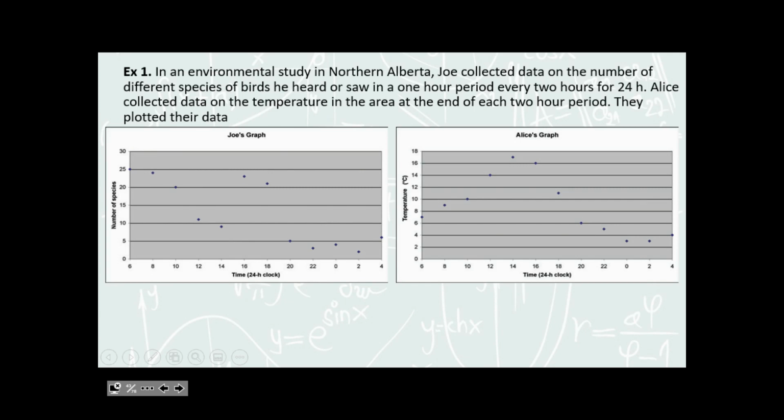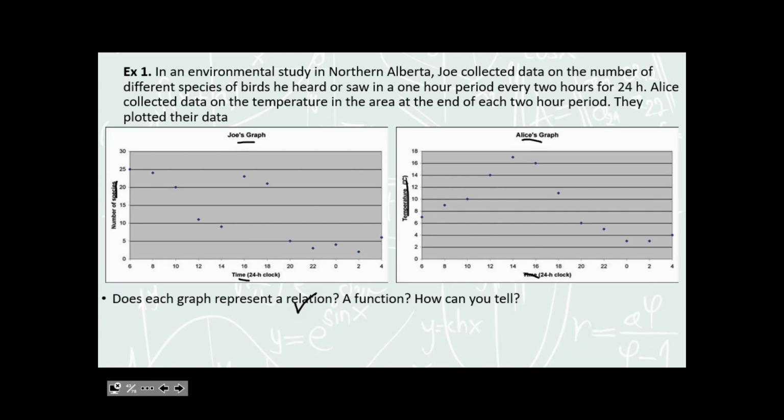So here's Joe's graph. It has the time and the species here. Here's Alice's graph. Here's the time and the temperature here. So then it says, does each graph represent a relation? Well, what's a relation? A relation is just a comparison between two things. Do both of these graphs compare two things? Yeah.